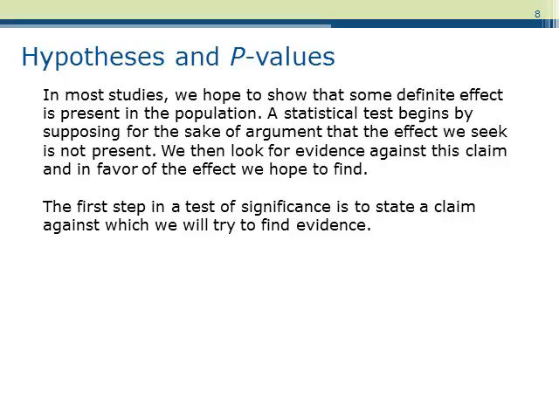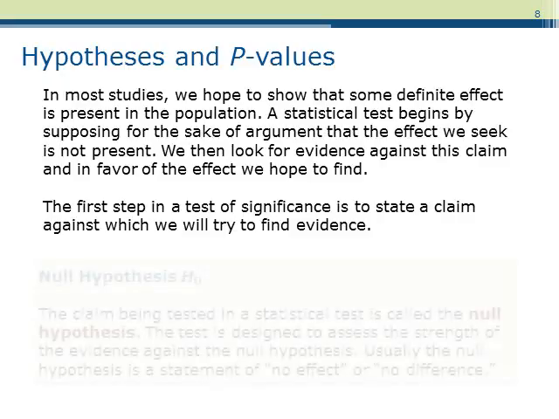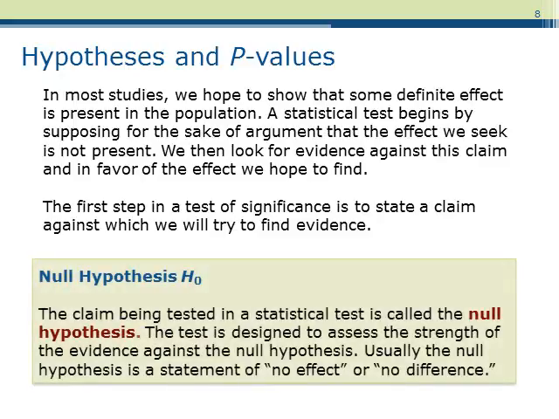In most studies, we hope to show that some definite effect is present in the population. A statistical test begins by supposing, for the sake of argument, that the effect we seek is not present. We then look for evidence against this claim and in favor of the effect we hope to find. The first step in a test of significance is to state a claim against which we will try to find evidence. This is called the null hypothesis.